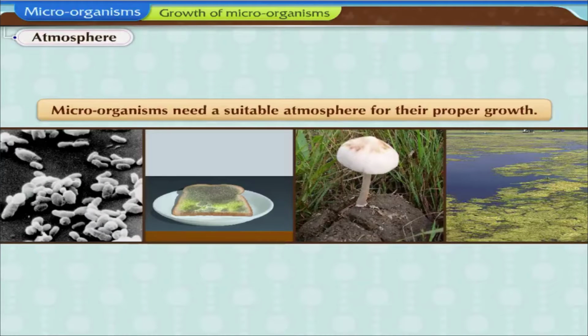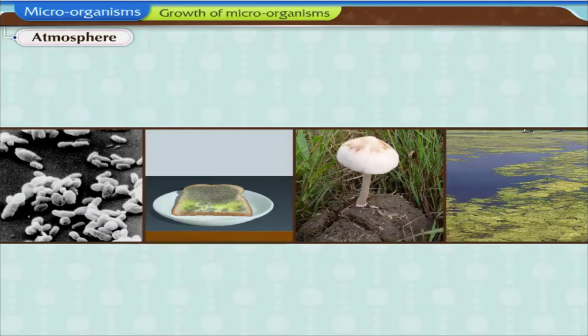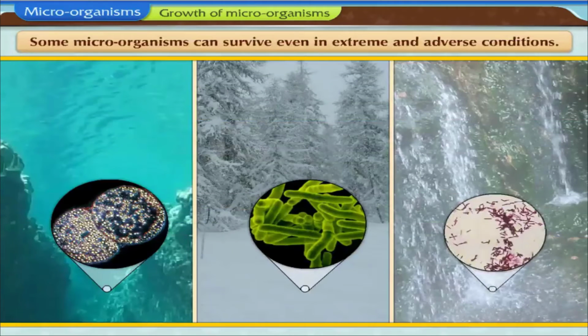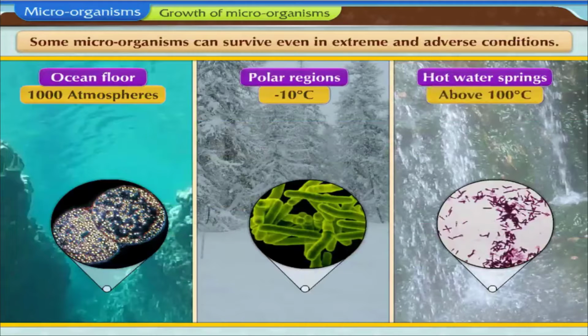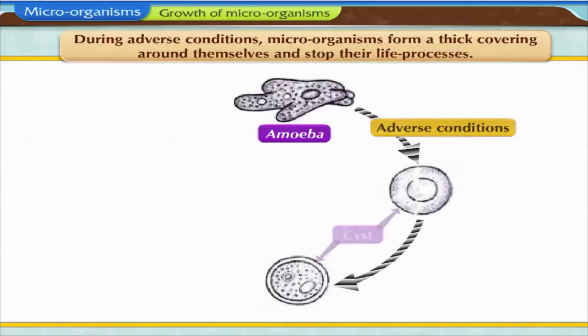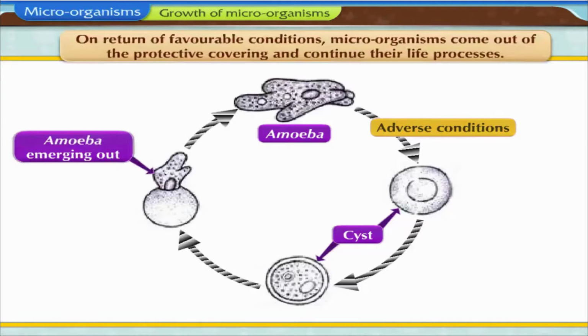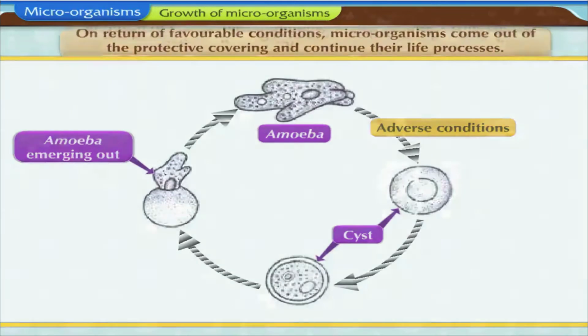Microorganisms also need a suitable atmosphere for their proper growth. Most microorganisms grow well in moist, warm, and humid environment. However, some microorganisms can survive even in extreme and adverse conditions, like the ocean floor, ice in polar regions, and hot water springs. During adverse conditions, microorganisms form a thick covering around themselves and stop their life processes. On return of favorable conditions, they come out of the protective covering and continue their life processes.